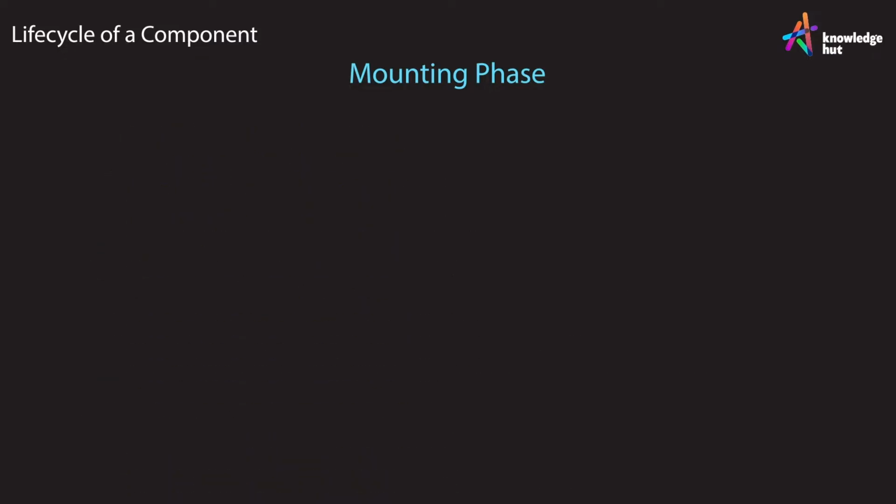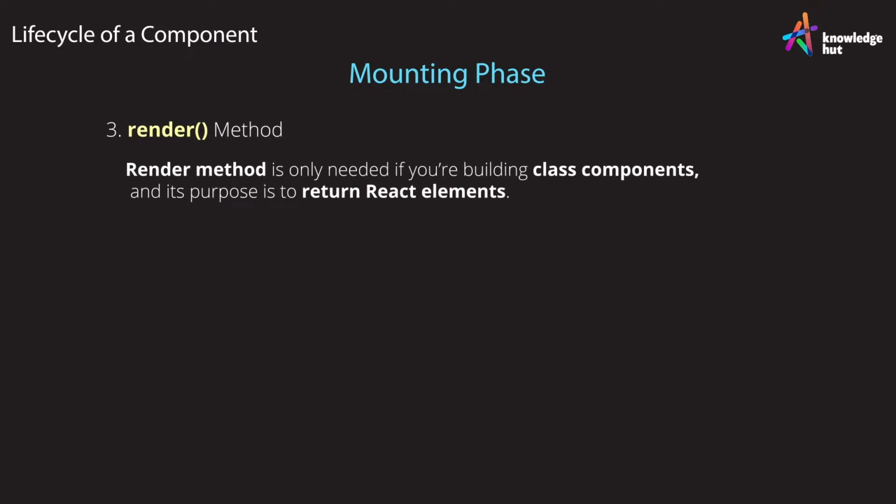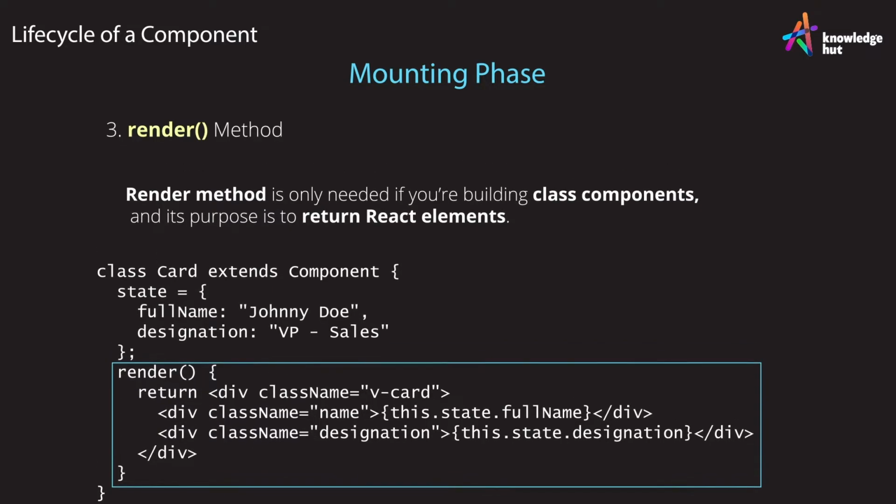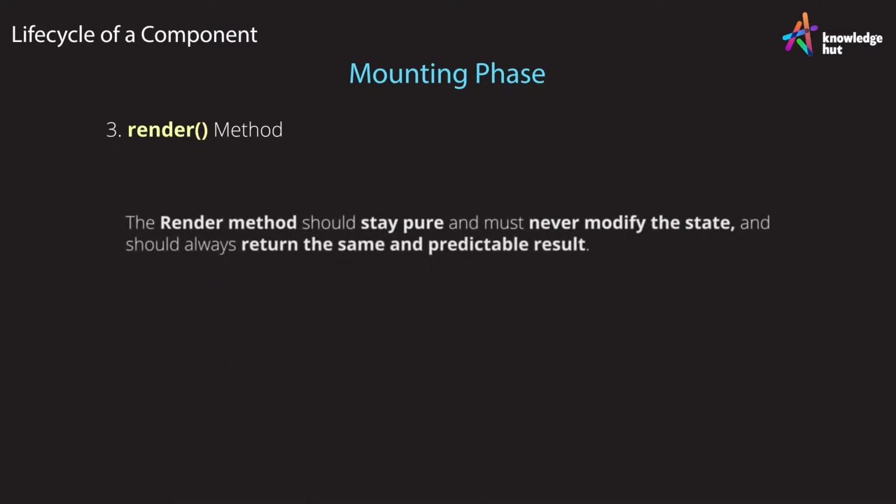The next lifecycle milestone in the mounting phase is the render method, which you're familiar with by now. The render method specifically is only needed if you're building class components and its purpose is to return React elements. This is also the reason why the render method should stay pure and must never modify the state and should always return the same and predictable result.